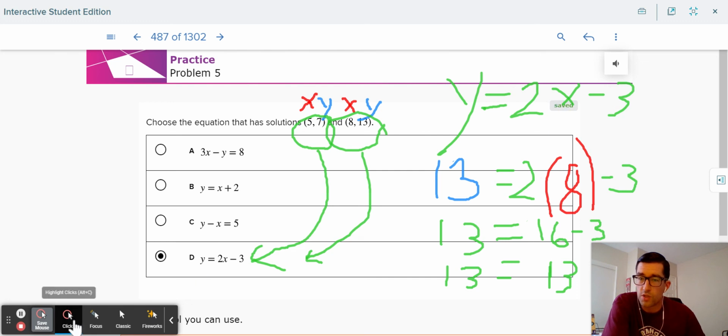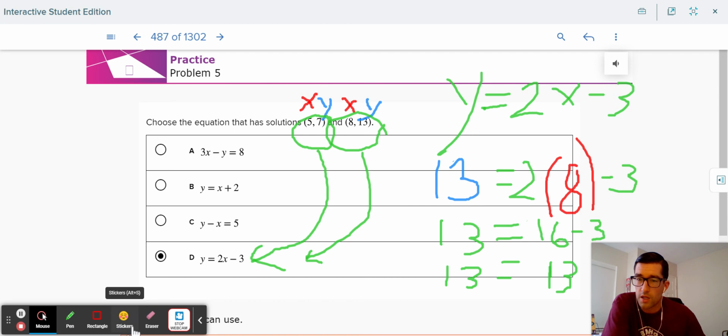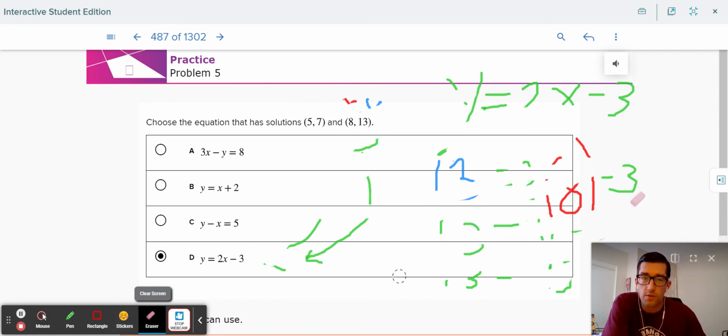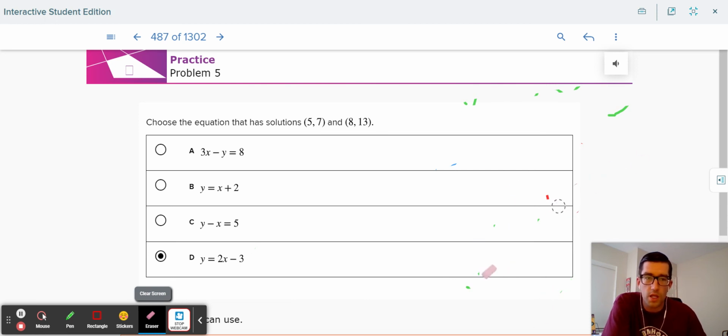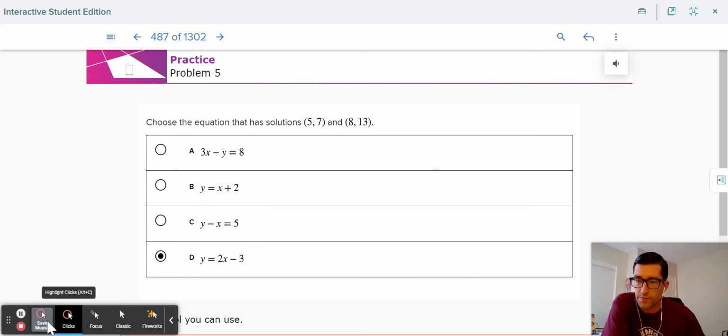Okay? If you want, I can show you. I'll clear my screen and show one of the other ones, which is why they weren't a correct answer. So if I get rid of all this, all right. So they have to be a solution. Since we have 2 points here, both of them have to be a solution to the entire equation here, the entire system.